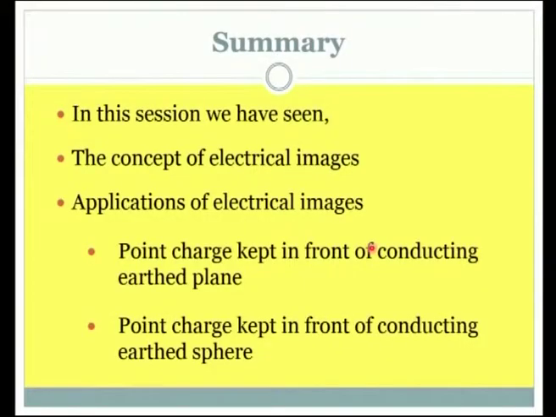I think it is a time for us to summarize what we have learned in this lecture. Shall we look at the summary? In this session, we have seen the concept of electrical images and the applications of electrical images pertaining to a point charge kept in front of a conducting earthed plane and the point charge kept in front of a conducting earthed sphere. Before we wind up this lecture, let us test our understanding by answering these questions.